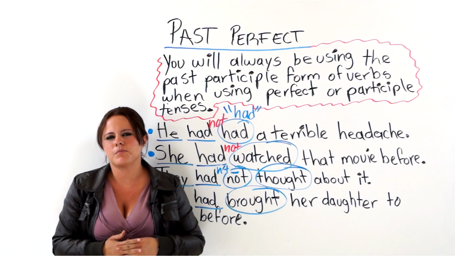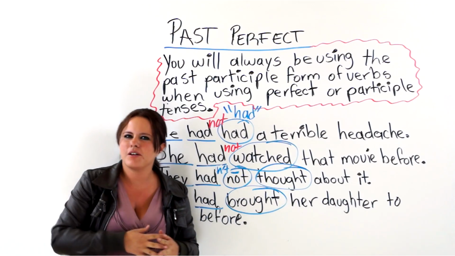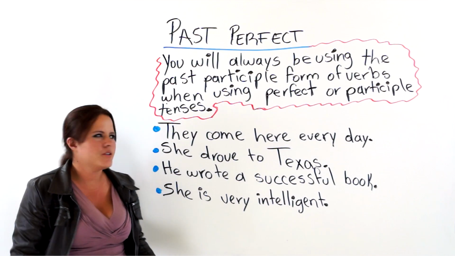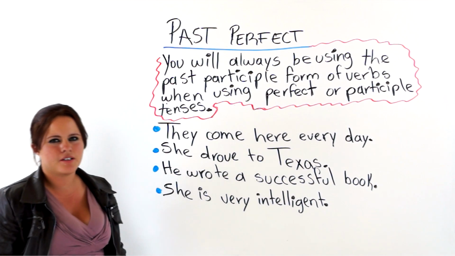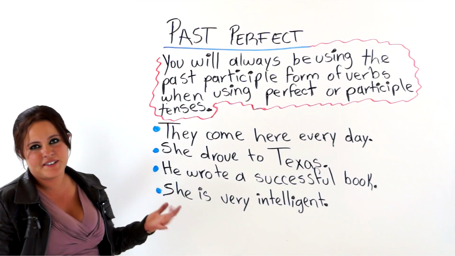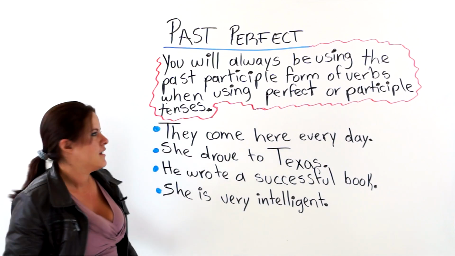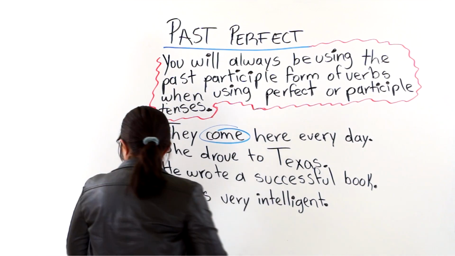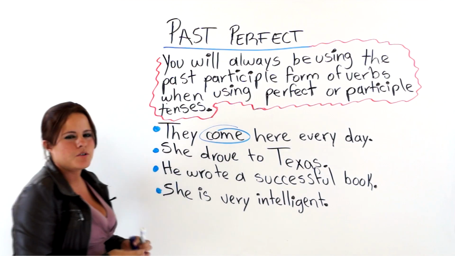Next, I will give you some practice examples and exercises so that you can keep practicing with me. Now, you are going to help me figure out how to change these sentences into the past perfect form, or the past perfect tense, sorry. The first one says, they come here every day. We have the verb in present tense, and we don't need that because we want the past perfect.